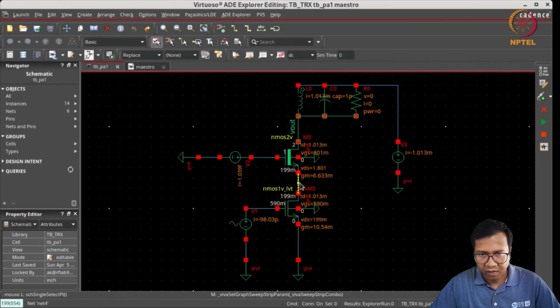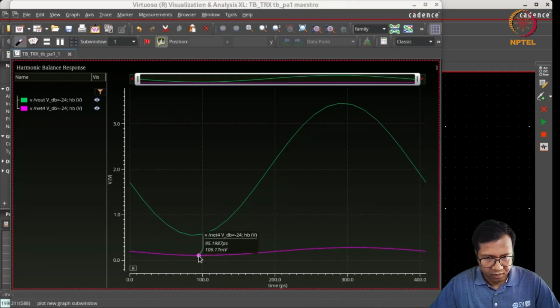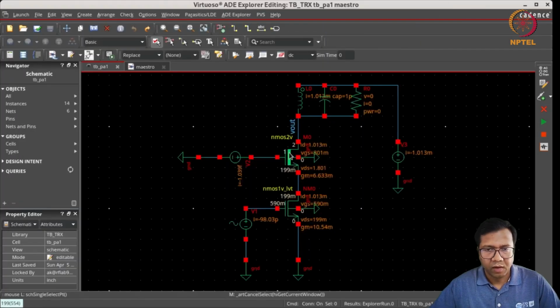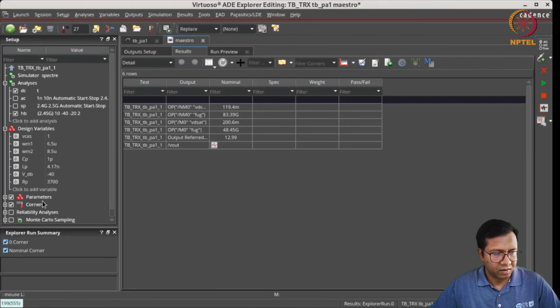Now, if you look at the intermediate node, it is also swinging. As we can see, the lowest voltage it is going to is 105 millivolts. This is the reason why the input element is having some compression issue. So for now, we will go ahead with the design and we will freeze the RP to be 3700 ohms.